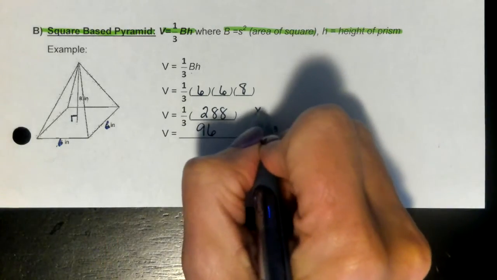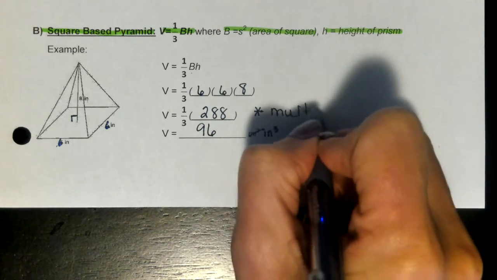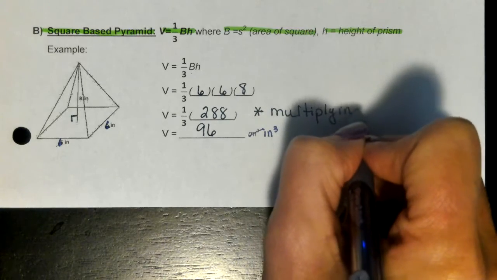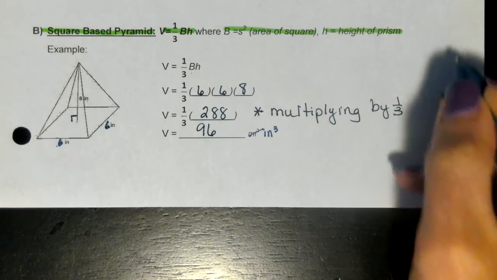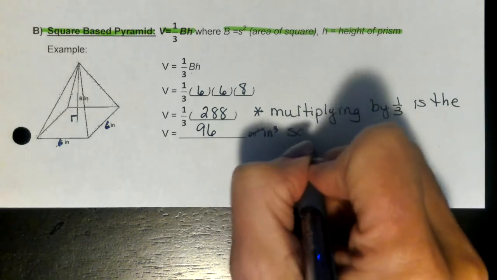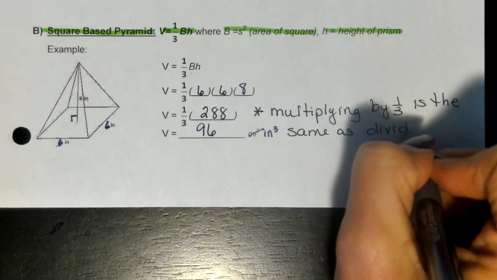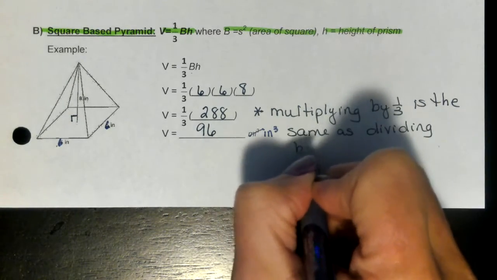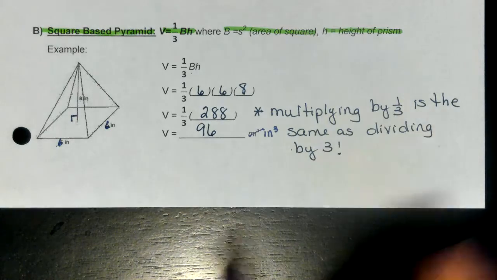Okay, so I'm going to write that down off to the side over here, that multiplying by 1/3 is the same as dividing by 3. So that makes life a little bit easier and you're not dealing with 1/3 as a decimal, okay?